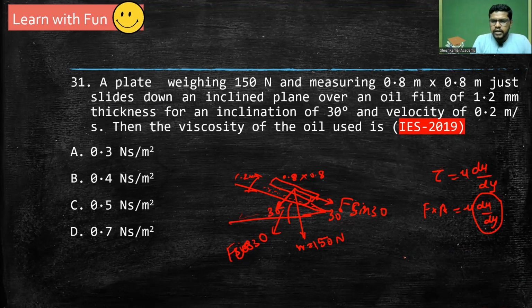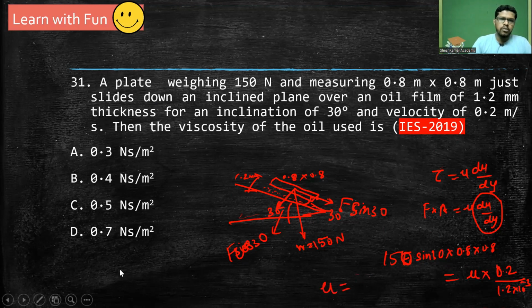So F is given, so in the direction of plate moving, the component of the weight is F sine 30, divided by the area of the plate, 0.8 into 0.8, is equal to mu, which you have to find out, into the value of u, 0.2 meter per second, divided by y, which is 1.2 into 10 raised to the power minus 3, and the value of F is nothing but 150. So this is the equation, and if you find out the value of mu, it will come out to be 0.3 newton second per meter square.